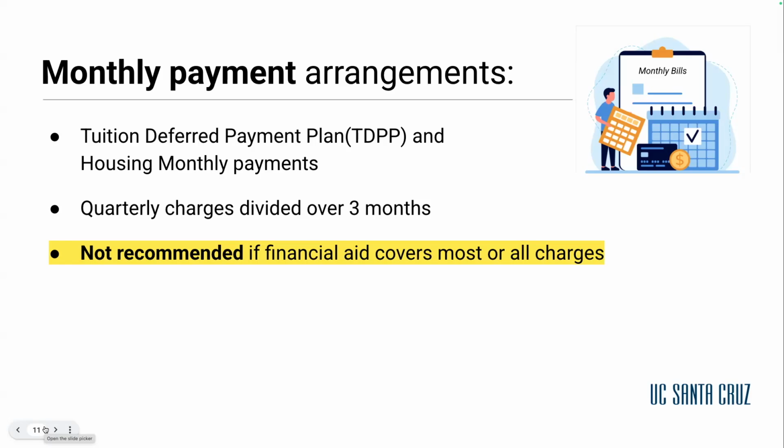It's important to remember that monthly payment arrangements are not recommended for students who anticipate financial aid covering most or all of their housing charges, because you won't need to break up those payments. You may not have to pay anything at all. Also, there's no monthly payment option for UC SHIP health insurance.